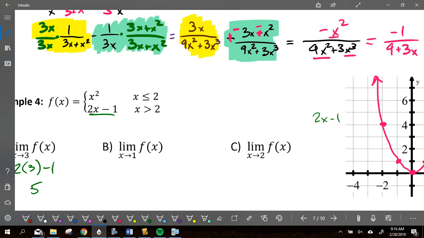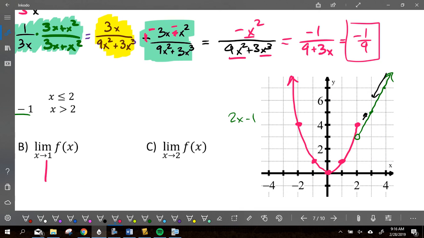Question B, find the limit as x approaches 1. Which one of those 2 equations do we want to look at if I want to find the limit as x approaches 1? X squared, because 1 is less than 2. I plug 1 into that thing, my limit is going to be 1. And again, we could walk on this graph, approaching 1 from both sides, and my y value is getting closer and closer to 1. Here's the important one.